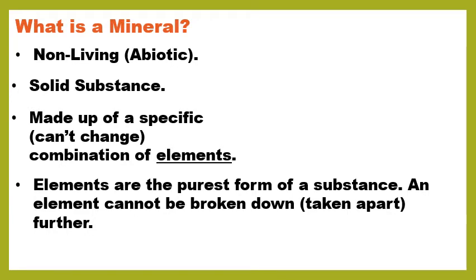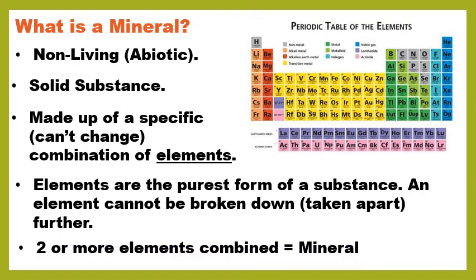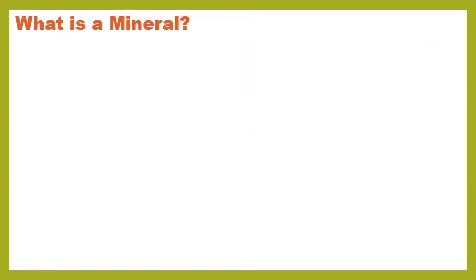So all of the known elements are arranged in the periodic table of elements. Maybe you've seen this in a science class and you're like, huh, what is that? Why are there a bunch of colored boxes? Well, you'll actually learn more about it next year, but it's the periodic table of elements, and this is the simplest form anything can be. Now, two or more elements combined, that's what's going to make up a mineral.